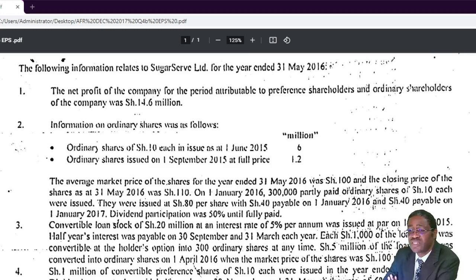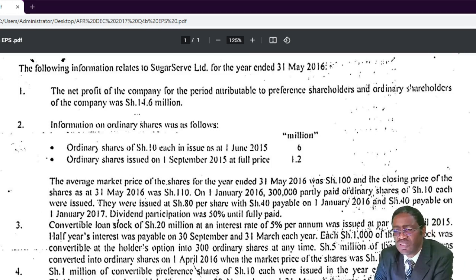Okay. It says, the following relates to Sugar Serve Limited for the year ended 31st of May 2016. You are given the net profit of the company for the period attributable to ordinary preference shareholders and ordinary shareholders as 14.6 million. That's the profit attributable to both the ordinary and preference shareholders: 14.6 million.